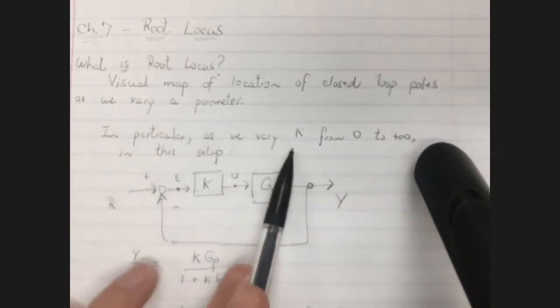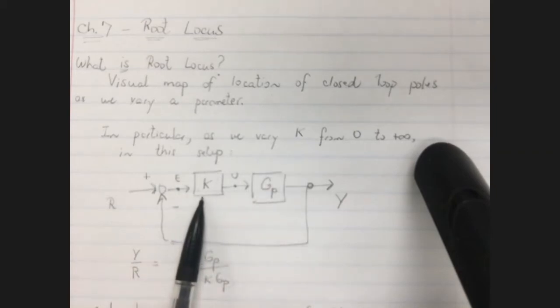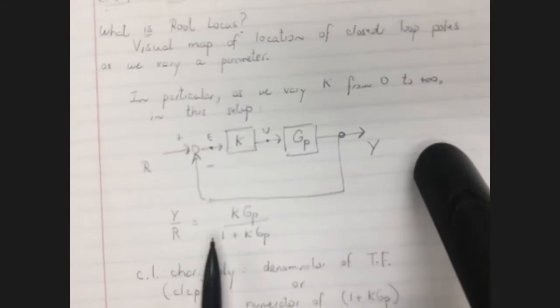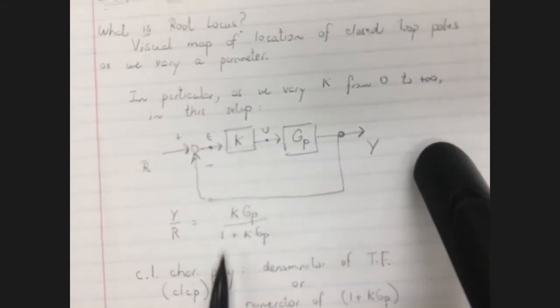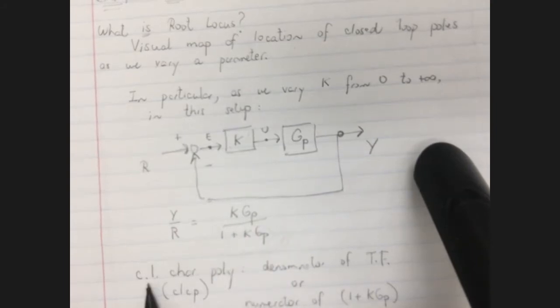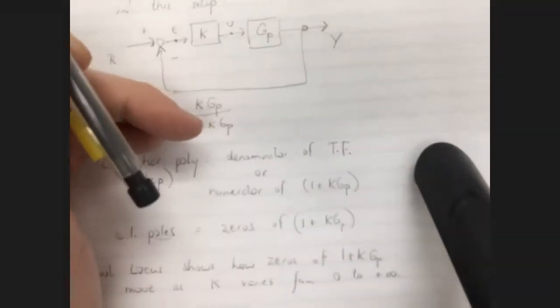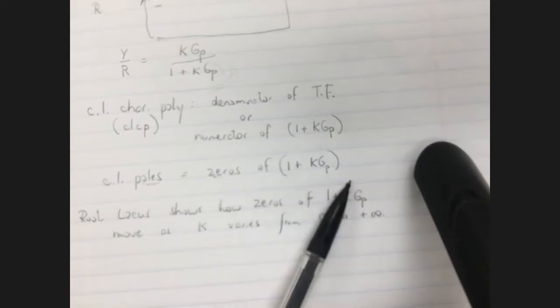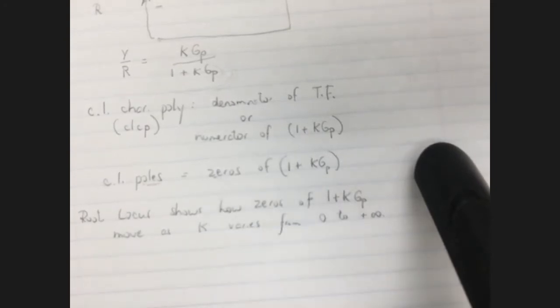In particular, we're focusing on the classic situation where we've got a controller in series with a plant, and we're varying parameter k from 0 to infinity in this setup. So we end up with this transfer function. We know our closed loop characteristic polynomial is going to be the numerator of 1 plus kGP. And from there, we are mapping the closed loop poles, or the zeros of 1 plus kGP, as k varies from 0 to infinity. So that's the goal of what we're doing.